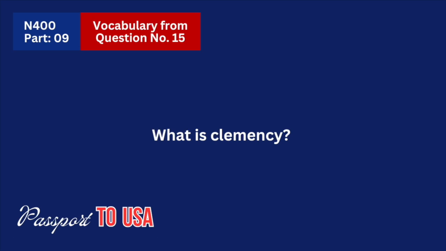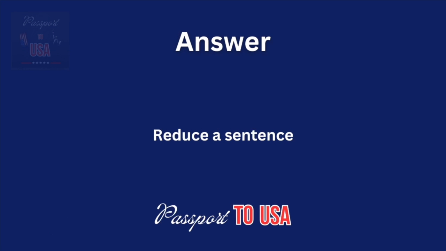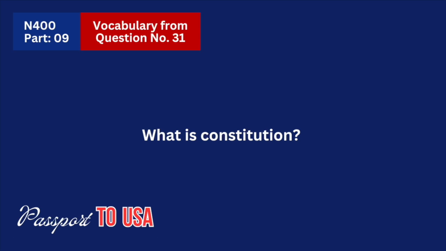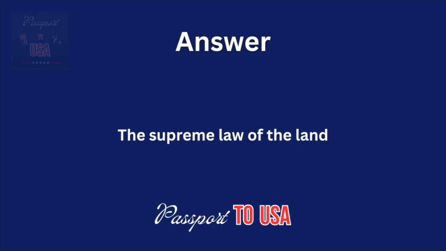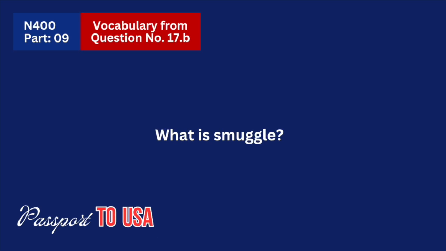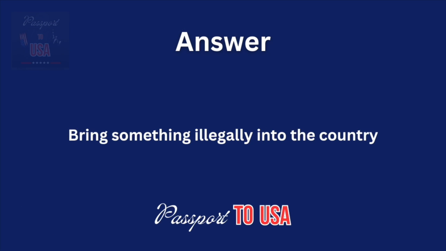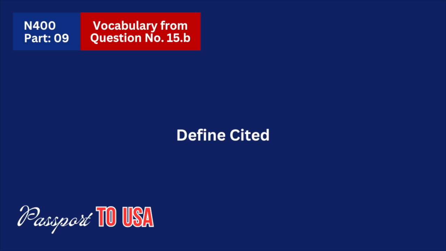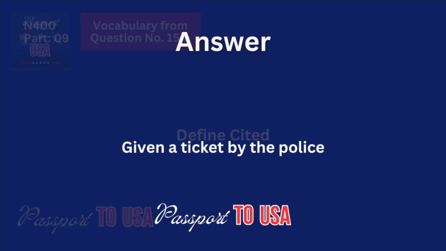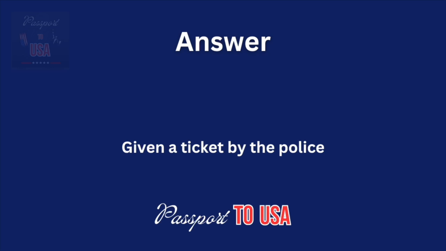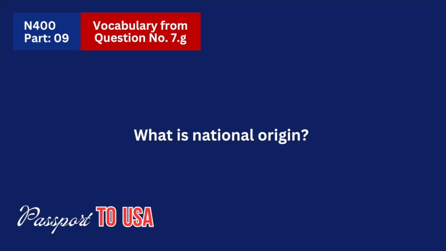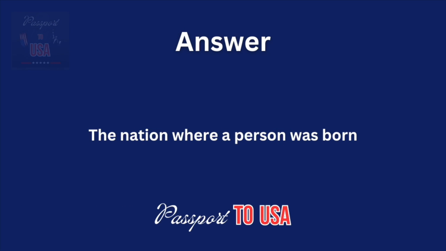What is clemency? Reduce a sentence. What is constitution? The supreme law of the land. What is smuggle? Bring something illegally into the country. Define, cited. Given a ticket by the police. What is national origin? The nation where a person was born.